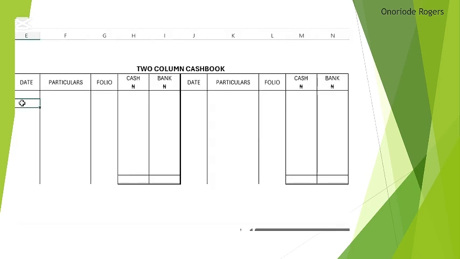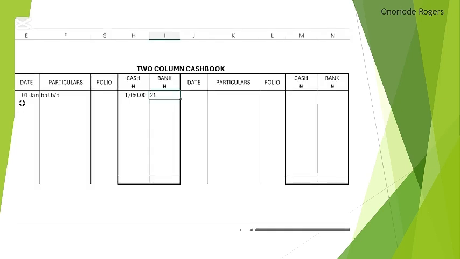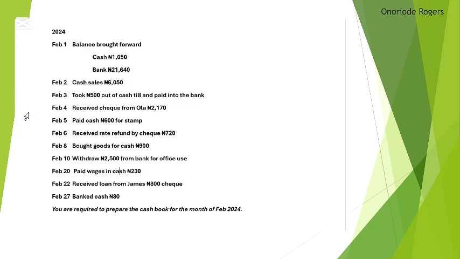You come here and put the 1st of February. We have what? Balance brought down. Now, past tense, balance brought down. We have 1,050 for cash, then bank, we have 21,640. So supposing we had a minus 1,050 or minus 21,640, we would have entered it on the credit side. That would have been a credit balance. But since they are positive, they're going on the debit side, because a normal cash book has a debit balance. On the 2nd of February, cash sales.